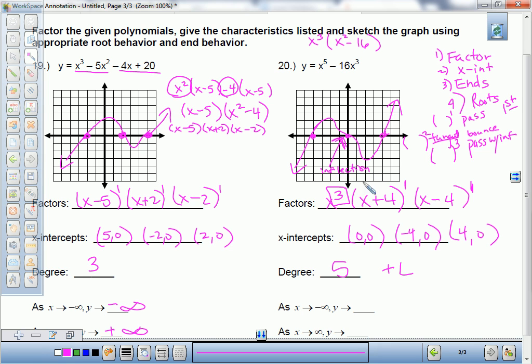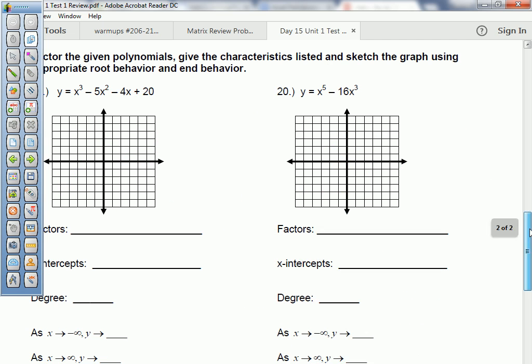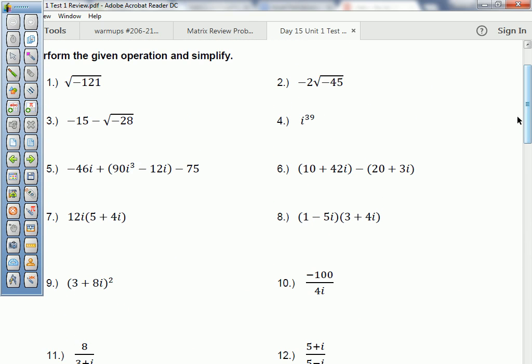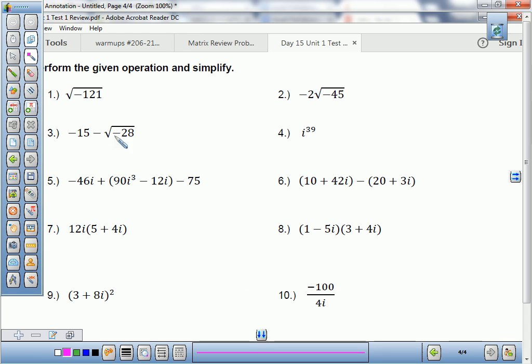How do you know when it's tangent and then when it passes with an inflection? Okay, it passes if the factor is to the first. It's tangent if the factor is to an even power, like 2. Usually 2 is what we see, but 4 or 6 or 8, any even power. And it passes with an inflection if it's an odd power greater than 1. 3 is what we usually see, but 5 or 7 or 9, any odd power greater than 1. So if it's 6, 6 is even, even is tangent.